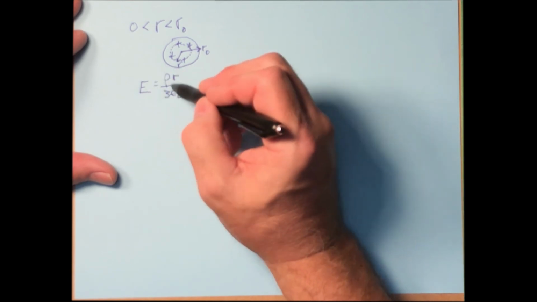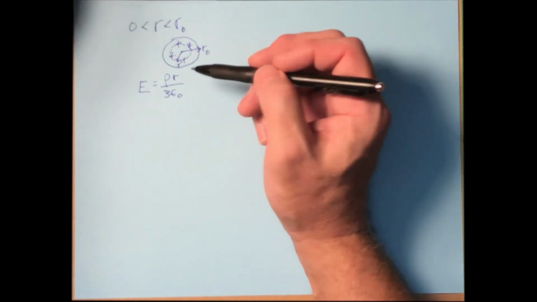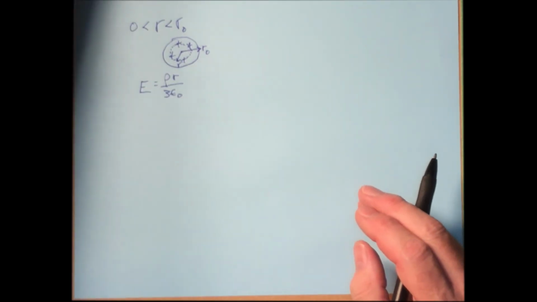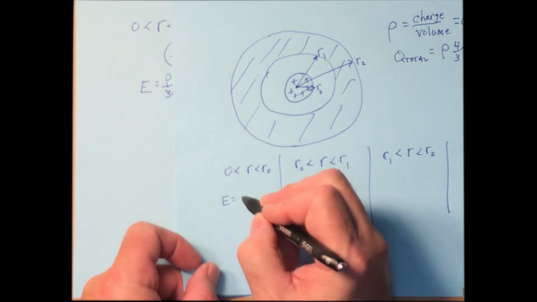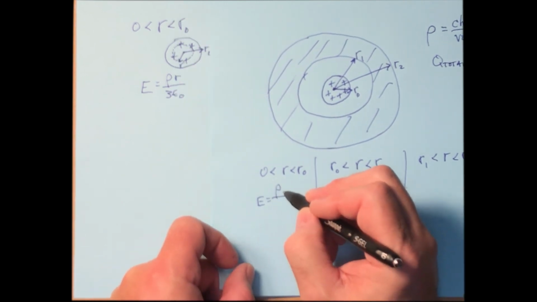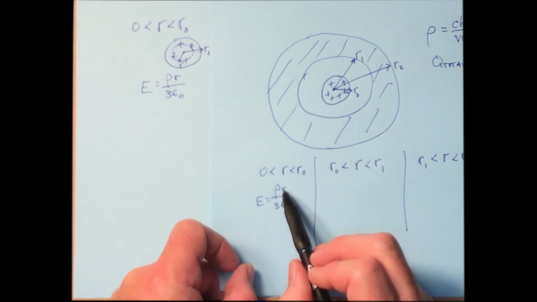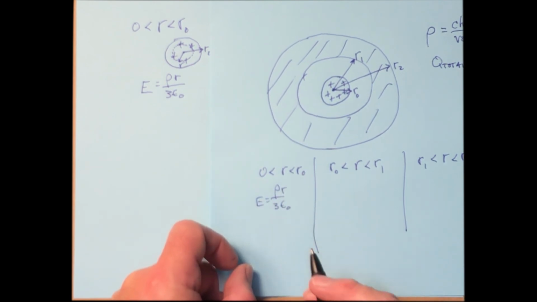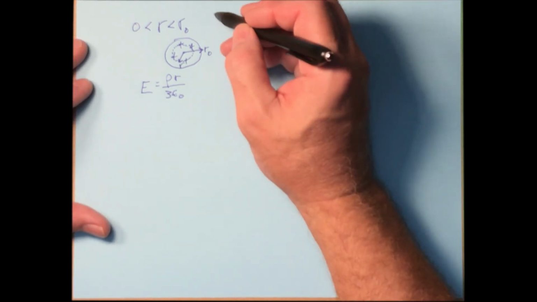So that's for the region, the first region that we're trying to work here, and we call that first region this region here. So E equals rho R over 3 epsilon naught. And that's what we said was the linear relationship between E and R. Okay, we've finished that portion then.